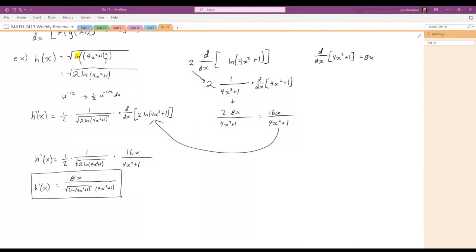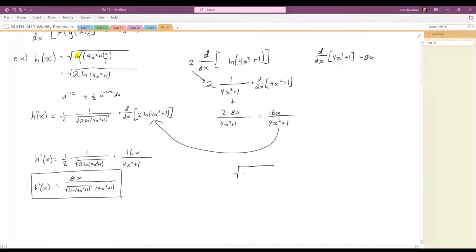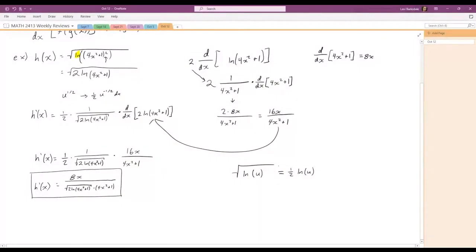So this is actually a really good question because it's something that a lot of students do get confused on. The answer is actually no. You're saying, well, if we have the square root of a natural log of something, can we say it's equal to 1/2 times the natural log of something? And we want to know, is this true? The answer is no. These are not the same.